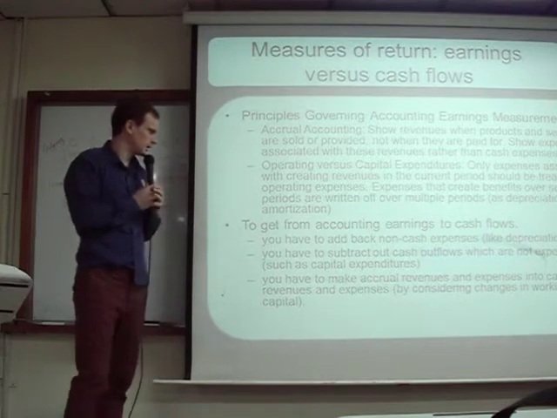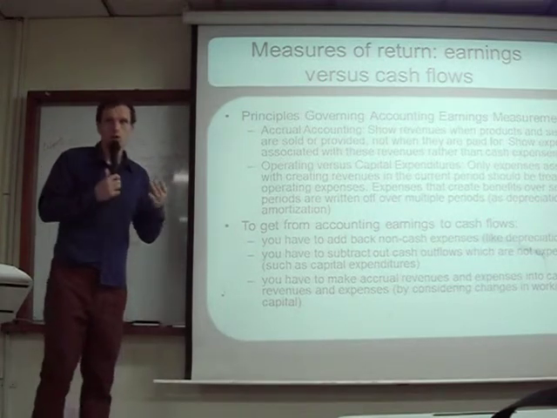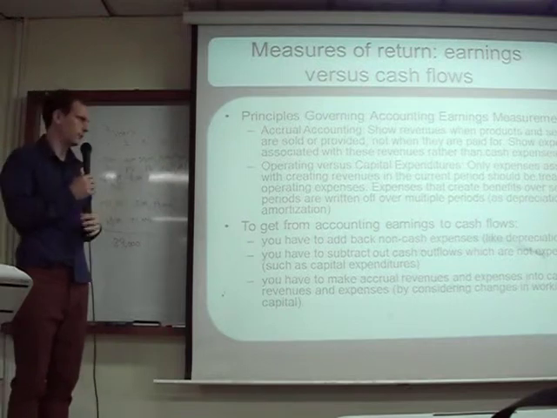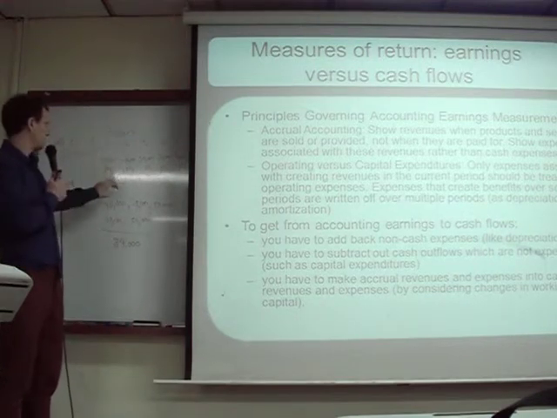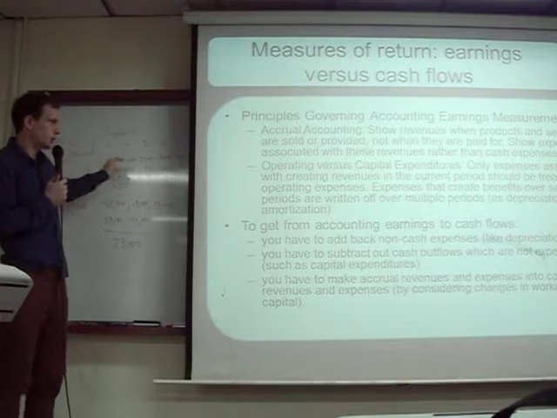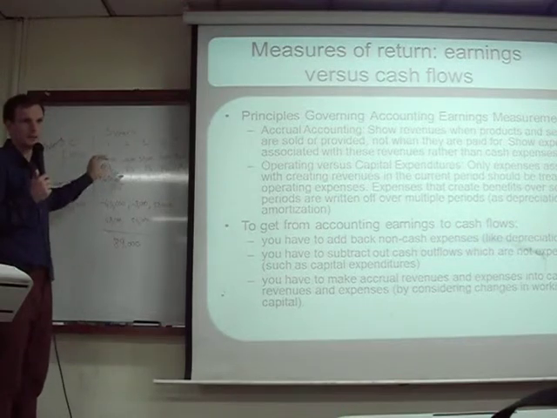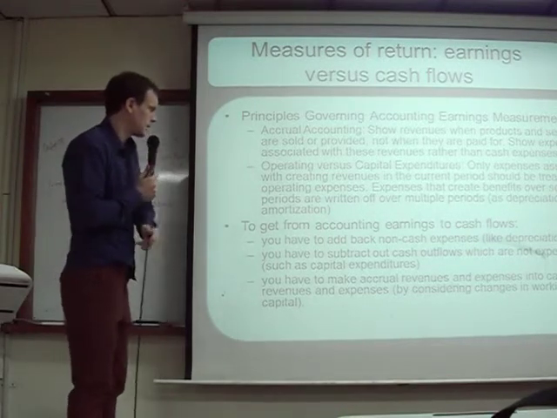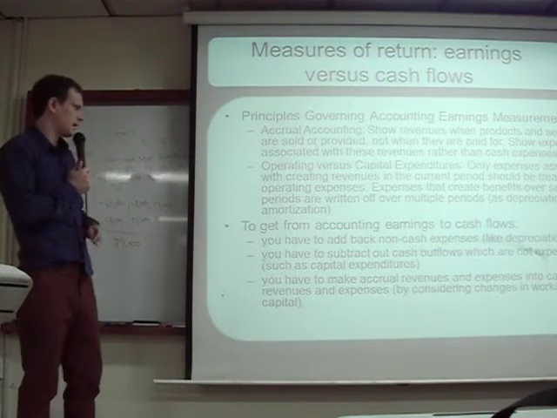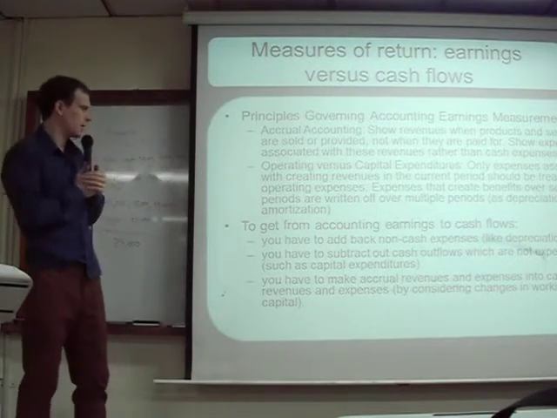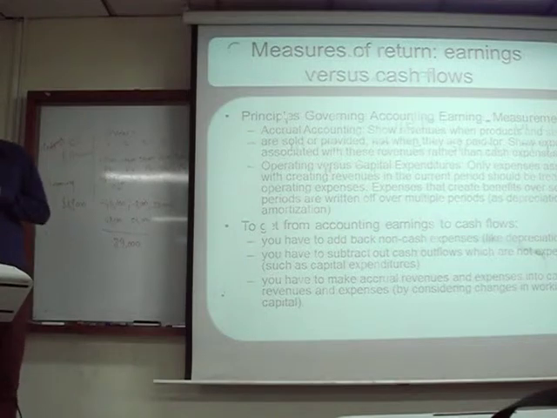To get from accounting earnings to cash flows, we have to add back non-cash expenses like depreciation. So we can look at the accounting way and change it to the cash flow by doing these things. Adding back in depreciation. So for example, for R&D, here in the accounts, we had minus 20,000. What are we going to do? Add in 20,000. So minus 20,000 plus 20,000, zero. Makes it cash, okay? Subtract out the cash outflows, which are not expensed, so the other way around. And make other revenues and expenses into cash revenues and expenses, by looking at working capital. So we're going to talk about each of these in more detail.